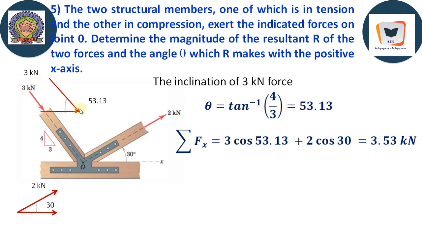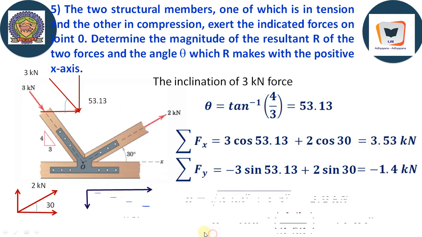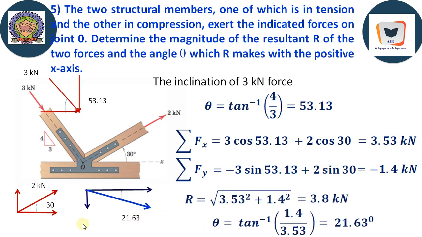And here is the 3 kilonewton force, and here is the horizontal component. As far as vertical components are concerned, Fy is minus 3 sine 53 acting downwards, plus 2 sine 30 acting upwards. As far as this force is concerned, we will get a net force acting in vertical direction of minus 1.4 kilonewton, and we can just replace the entire system by 2 forces: one, the algebraic sum of horizontal forces 3.53, and the other, the vertical forces minus 1.4.